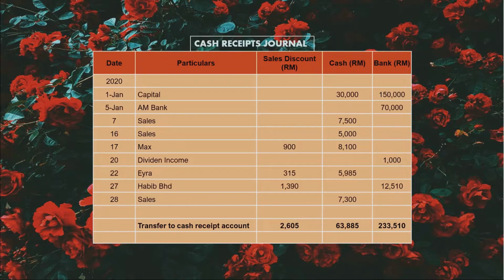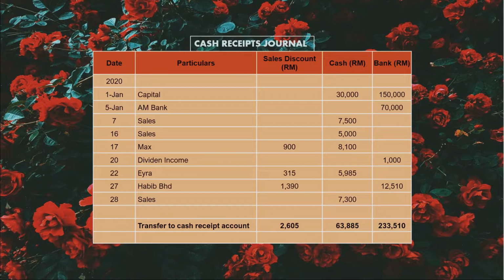On 7 January, Sweet Home Enterprise made cash sales RM 7,500. On 16 January, the business made cash sales amount RM 5,000. On 17 January, Max paid the amount owing to the business by cash amount to RM 8,100 after receiving a sales discount RM 900. On 20 January, the business bank account increased RM 1,000 as a dividend from bank. On 22 January, ERA paid the amount owing to the business by cash amount RM 5,985 after receiving a sales discount RM 315.